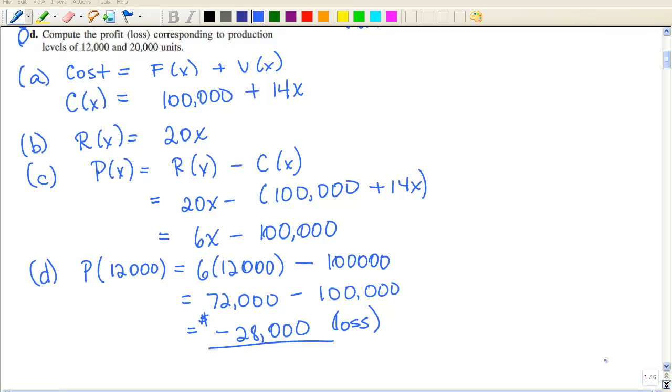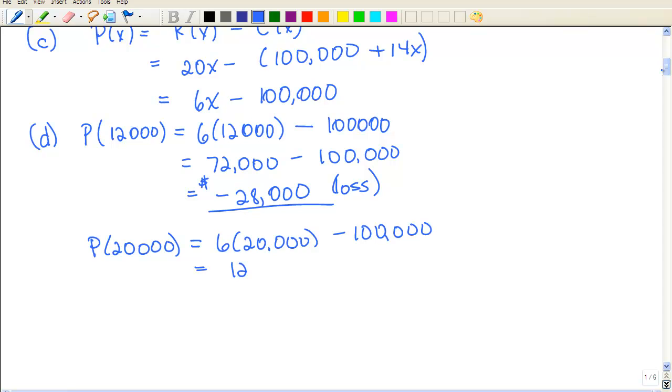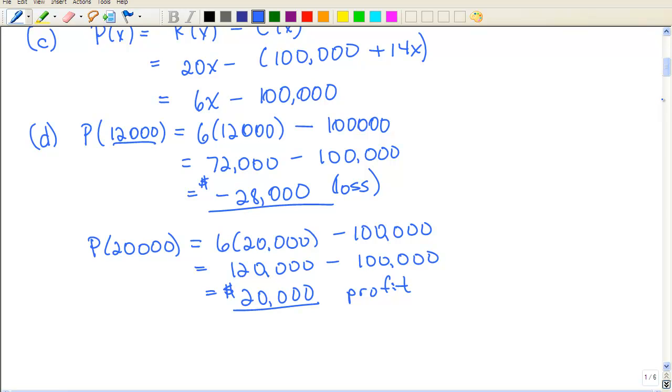Alright, so then they also ask us to do it for 20,000 units. So let's see, what happens if I make more? Well, that would be 6 times 20,000 minus 100,000. And since this is positive, I actually do make a profit. So at some point I need to make more than 12,000 units to make a profit.